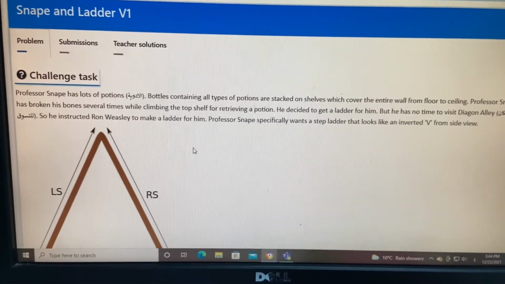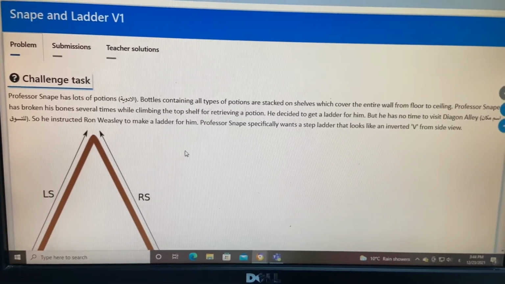Bismillahirrahmanirrahim. Good afternoon, students. Today we will discuss the Snape and Ladder problem.